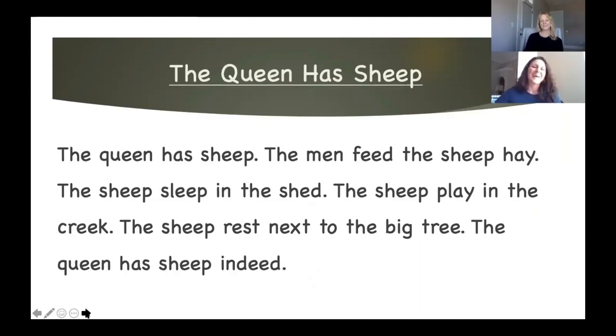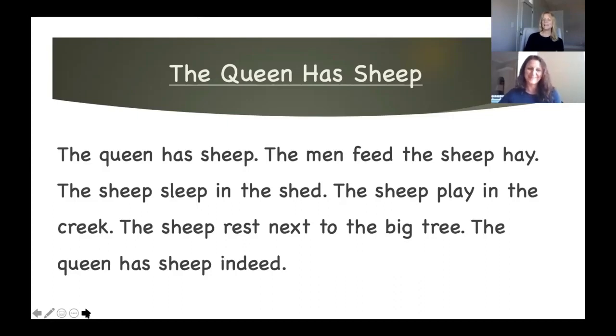Thank you. The queen has sheep. The men feed the sheep hay. The sheep sleep in the shed. The sheep play in the creek. The sheep rest next to the big tree. The queen has sheep indeed.